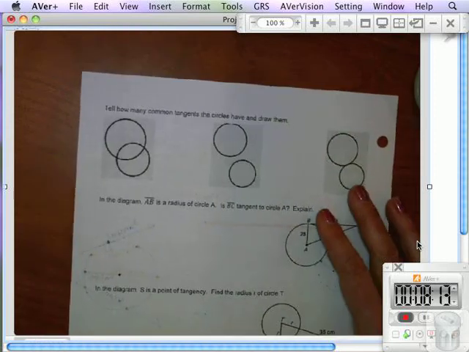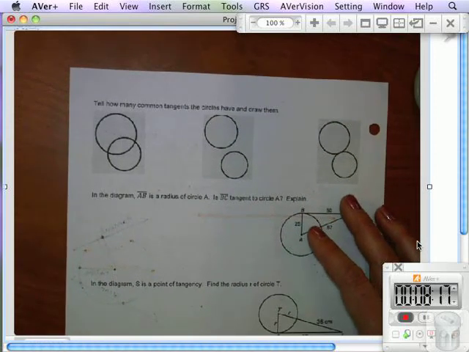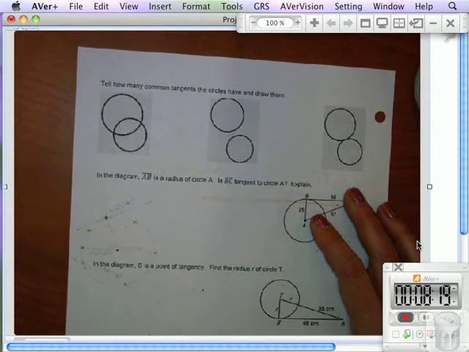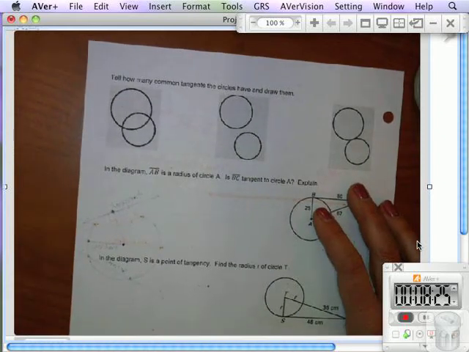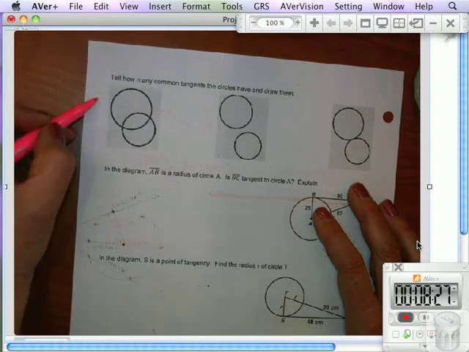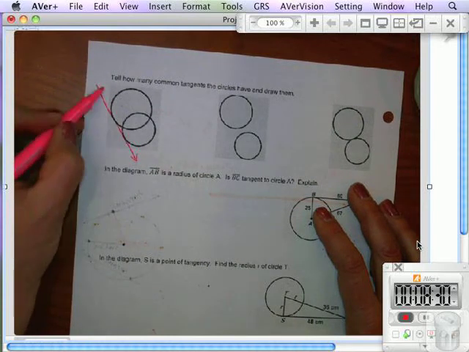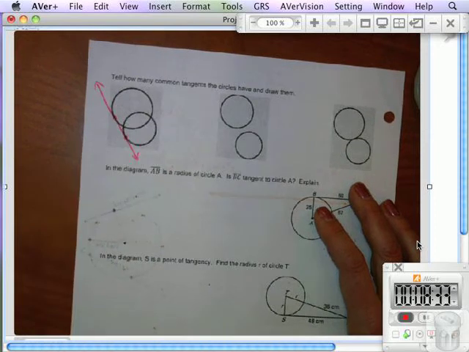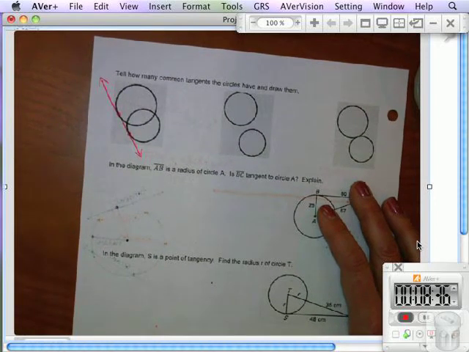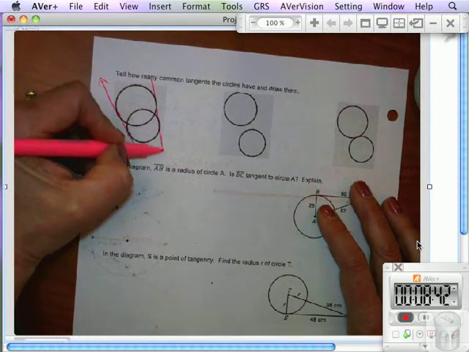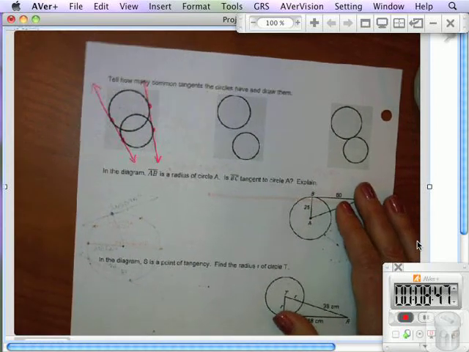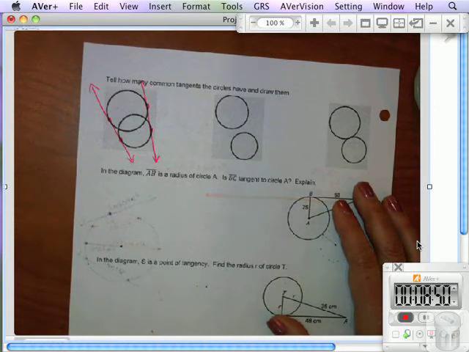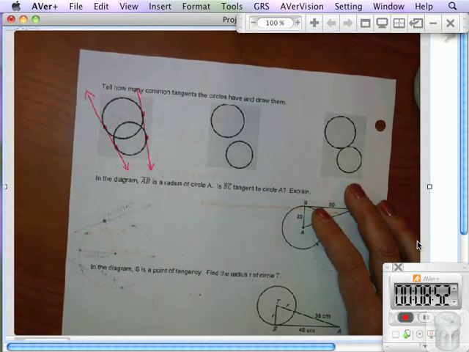Tell how many common tangents the circles have and draw them. So again, a tangent hits a circle in one spot. So can we draw a line somewhere here that would hit both those circles in just one spot? One spot, one spot. There's one tangent line. Is there another place we could do that? Other side. Is there any more tangent lines in that drawing? No. So we would say two common tangents.